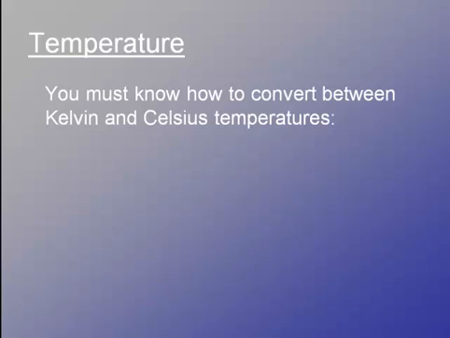You must know in your head how to convert between Kelvin and Celsius temperatures. Kelvin equals Celsius plus 273. So given a Celsius temperature, add 273 to get Kelvin. Given a Kelvin temperature, subtract 273 to get Celsius.